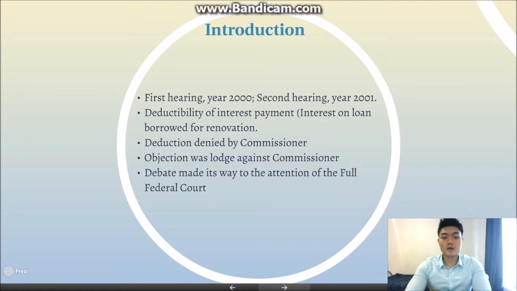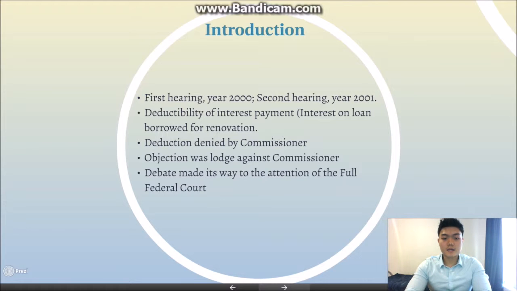Thus, the taxpayer tried to claim a deduction for the interest incurred in relation to the renovation of property, but was denied by the Commissioner. Thus, the taxpayer lodged an objection against the decision made by the Commissioner, claiming that the interest expense incurred in respect to renovation are in fact deductible under Section 8 of the Income Tax Assessment Act 1997, and was held successful.